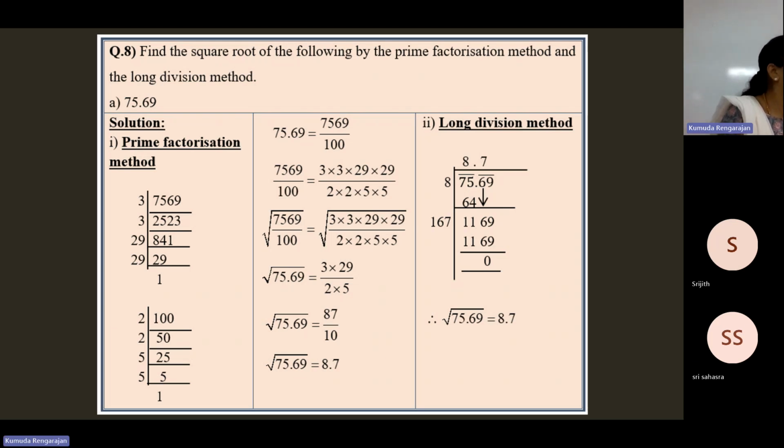So how many 2's are here? 8 2's. So 4 2's will come out of the square root. Then here, how many 3's? 4 3's. So 2 3's come out of the square root. Half the number of prime factors will come out. Yes, 2 to the power 4 and 3 to the power 2. Correct. Then you should multiply.